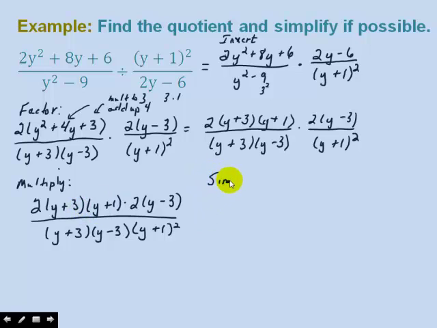Now we want to simplify. So that means that here we're looking for factors in common. So I see a y plus 3 in both places that we can cancel. And we have a y minus 3 here and here that we can cancel. And notice we have a y plus 1 factor here and a (y plus 1) quantity squared factor here. Now remember, if we're squaring a whole quantity, that's the same as having it written twice. So this is the same as (y plus 1) times (y plus 1). And that means that we can cancel one of those.